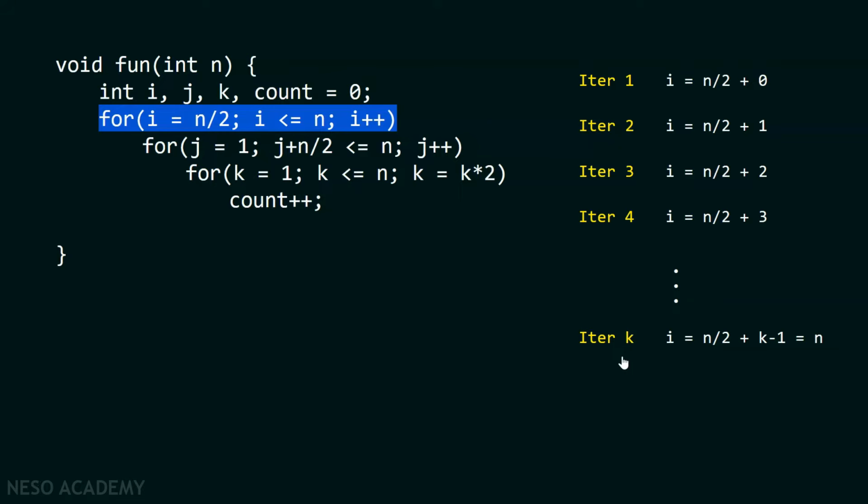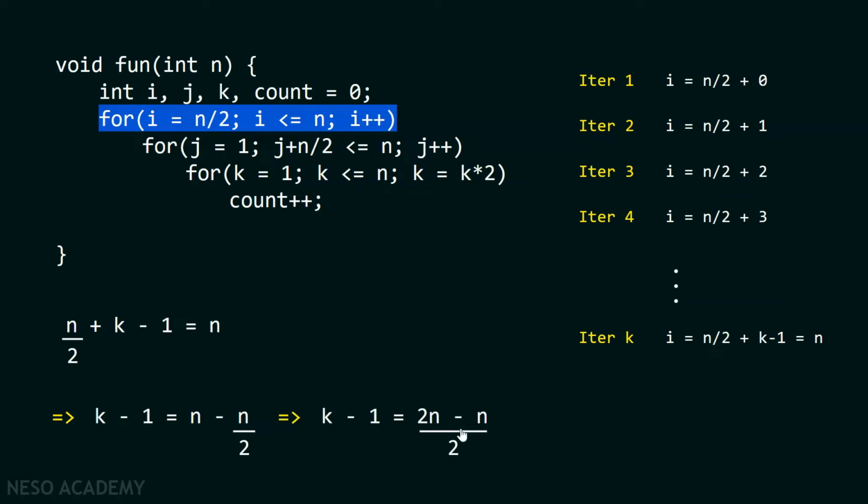But we don't know how many times this has been executed. That's why I have taken this as k. So at this particular iteration, i equals n/2 + k - 1, which is equal to n. Now let me rewrite this in a proper manner. This is n/2 + k - 1 = n. Let's solve this. We can write k - 1 = n - n/2. By solving this, k - 1 = n/2. Again, we can write this as k = n/2 + 1.